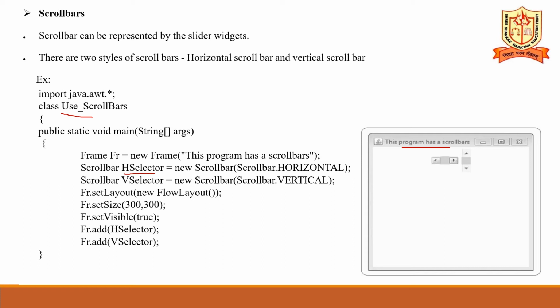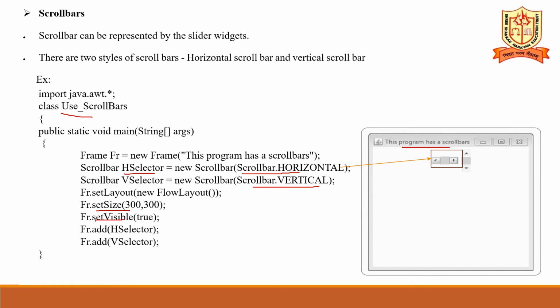A new Scrollbar, here you have to mention the style, that is orientation. Scrollbar dot HORIZONTAL and Scrollbar dot VERTICAL. Scrollbar V selector equals new Scrollbar, that is Scrollbar dot VERTICAL. Here we mention the orientation. And once you have created the object of the scroll bar, you have to set the layout. Either you can set the layout, size, make visible below the frame object, then also okay. And after creating the scroll bar object, you are setting the size and making visible true, then also it is okay.